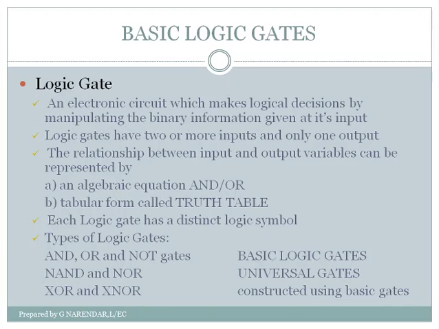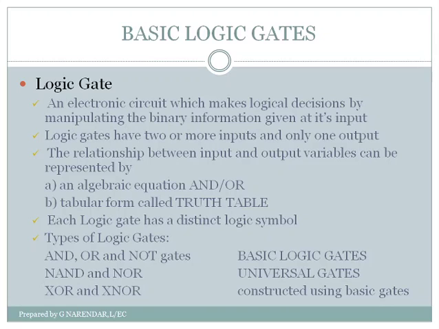So basically a logic gate is an electronic circuit which makes logical decisions by manipulating the information given at its input. So it's a circuit. It's an electronic circuit, but it's a decision making circuit. So it makes only logical decisions. That is input and output. So the output will be either 1 or 0.